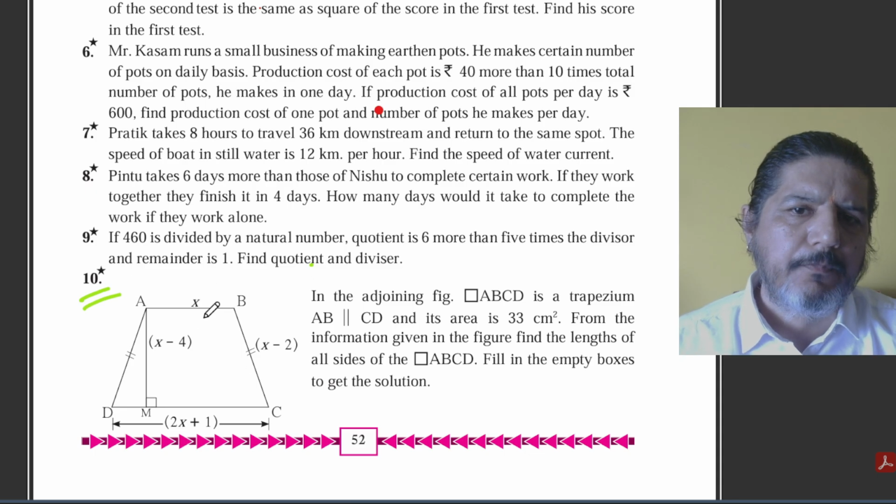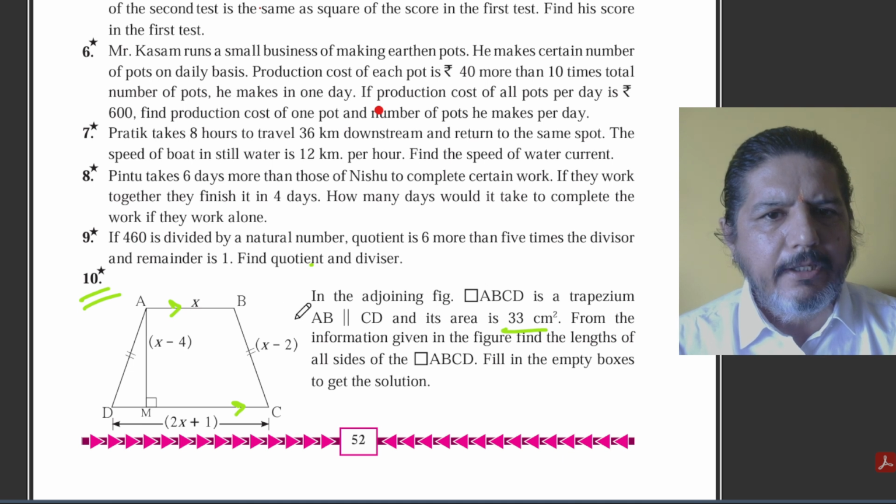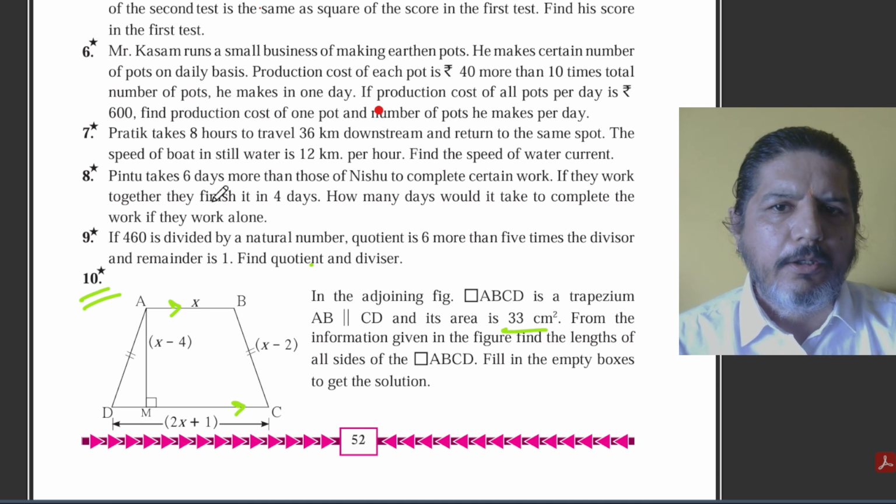Question number 10. There's a trapezium which is given. In the adjoining figure, ABCD is a trapezium. AB is parallel to CD. So these two are parallel lines. Area is 33 centimeter square. Before I go ahead, I should tell you what is the area of a trapezium.